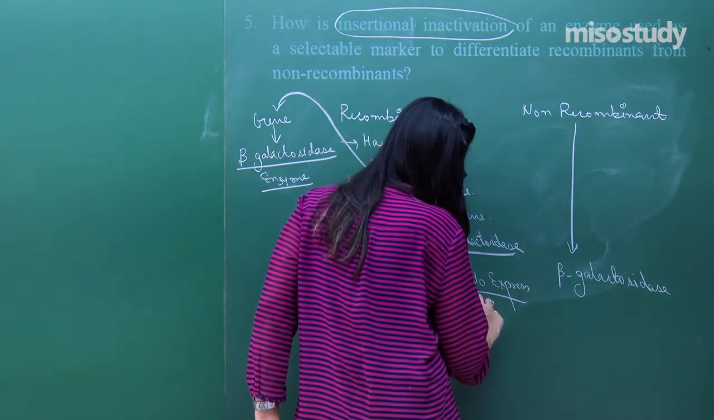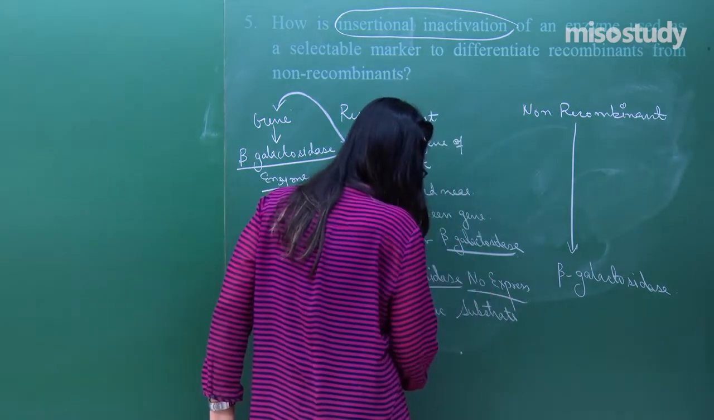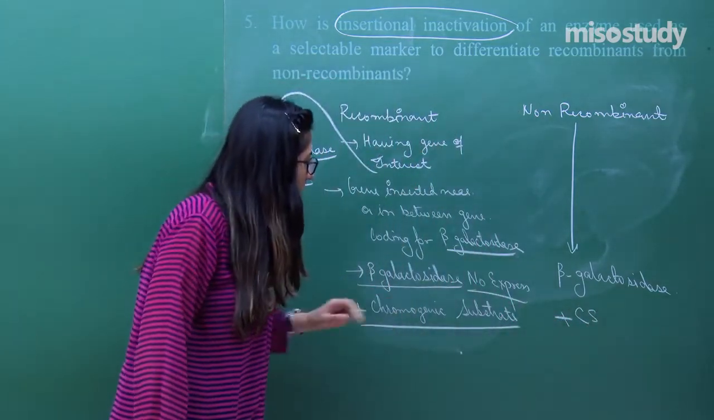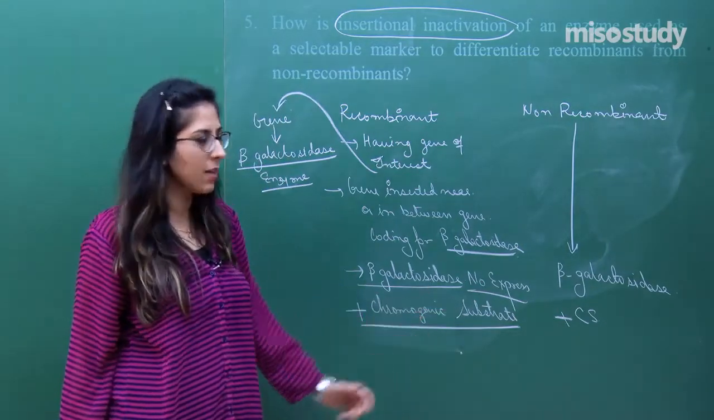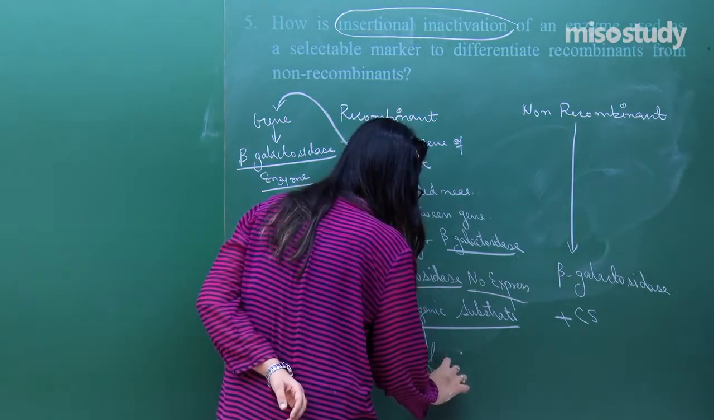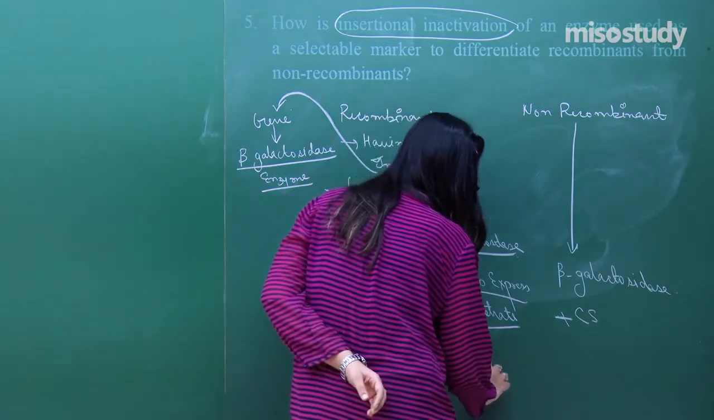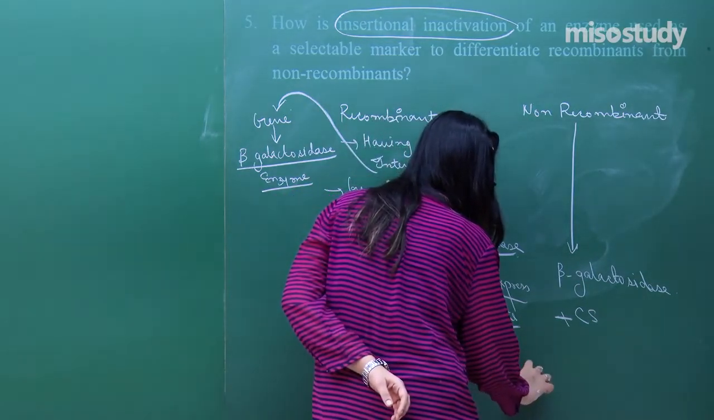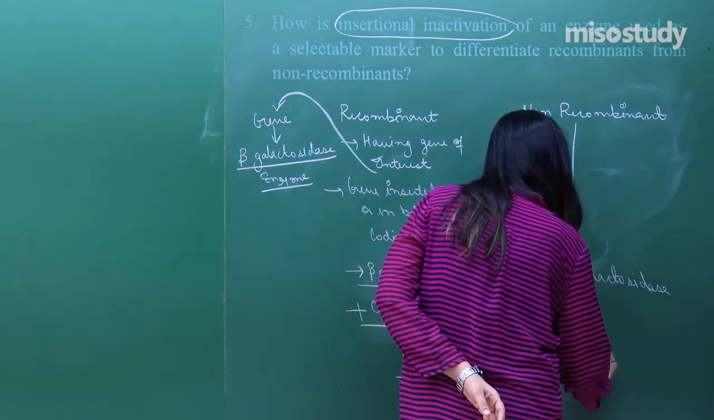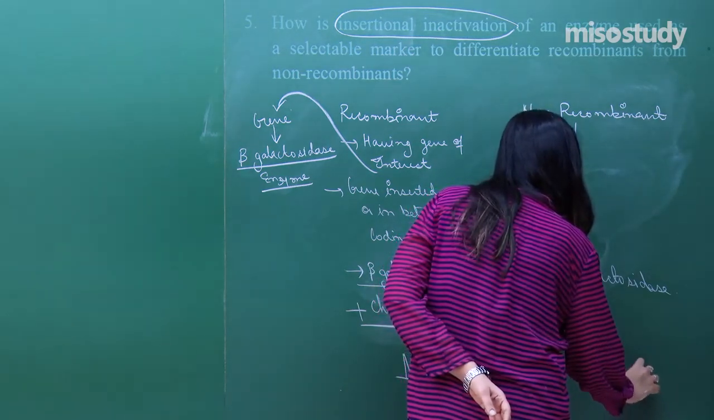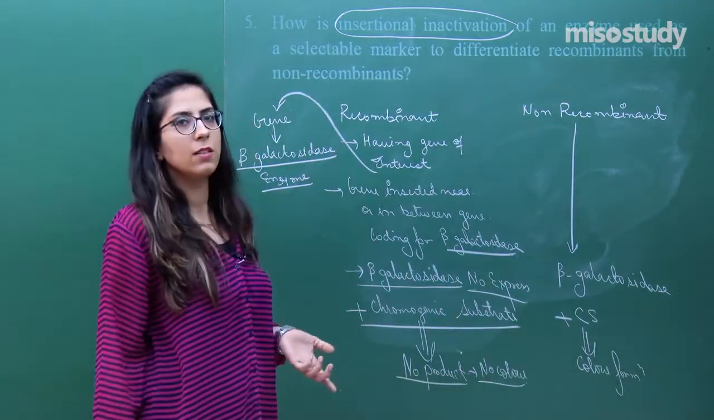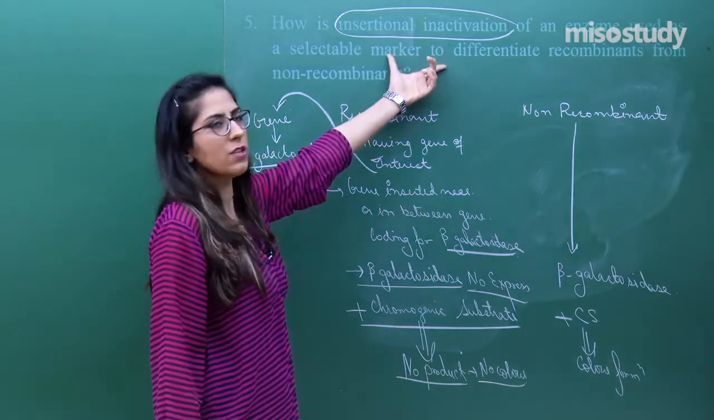In both the cases, this chromogenic substrate will be added. Beta galactosidase, when it is added with a chromogenic substrate, the enzyme is there. In this case, the enzyme is not present, so no product will be formed, means no color formation will be there. No color. Right? Whereas in this case, there will be a color formation. This is the actual difference between recombinant cells and non-recombinant cells on the basis of insertional inactivation.